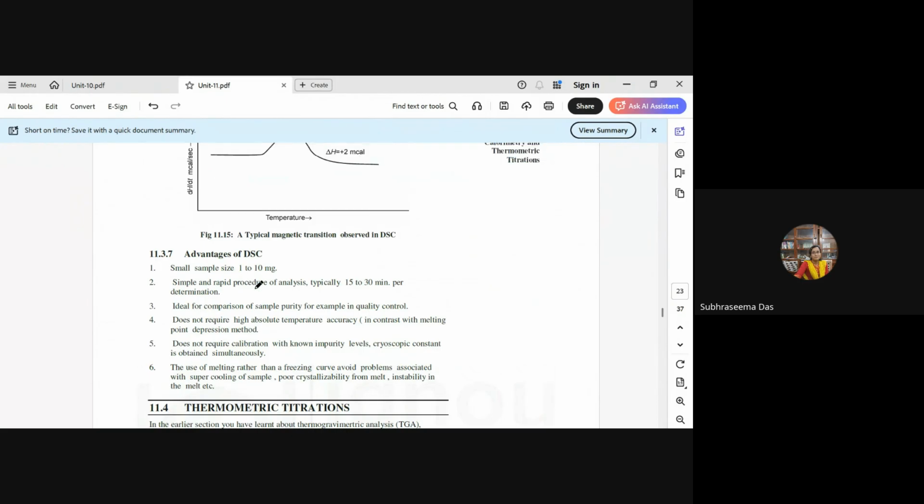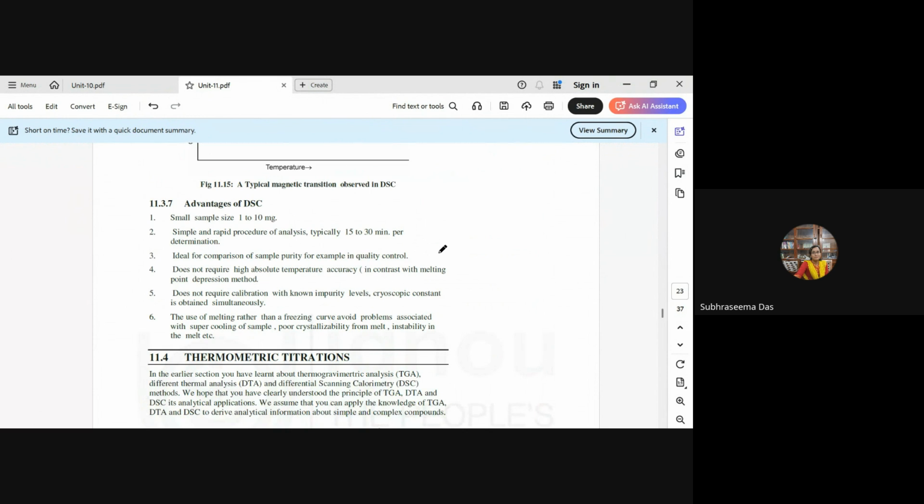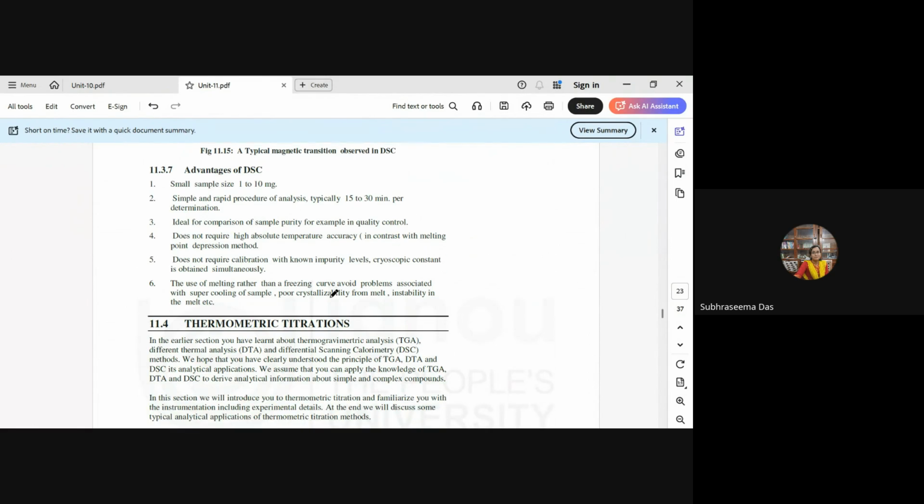Some of the advantages of DSC are that it is a very simple and rapid procedure. It is ideal for comparison of sample purity in quality control. It does not require high temperature or calibration, and it uses melting rather than a freezing curve. It avoids the problems associated with supercooling of the sample, instability of the melt, and other factors. So this is a very reliable and easy method.